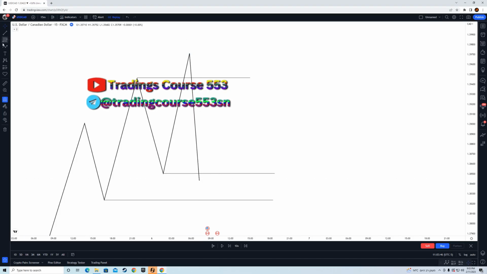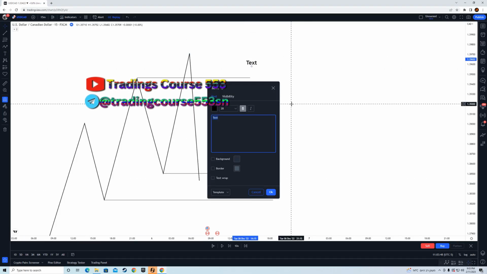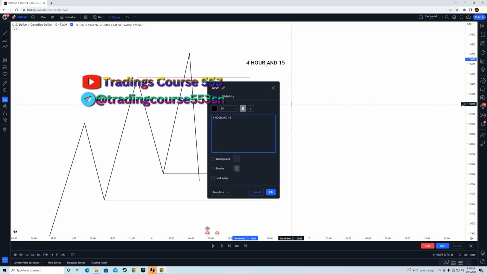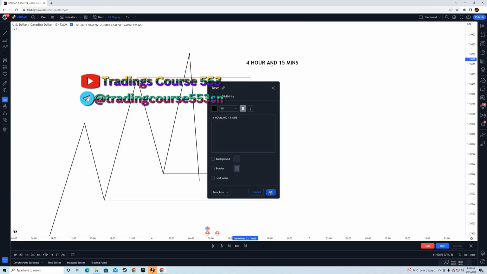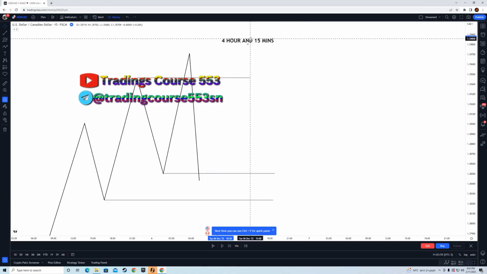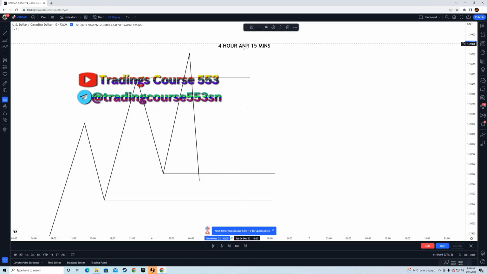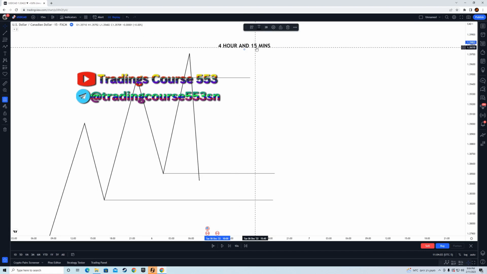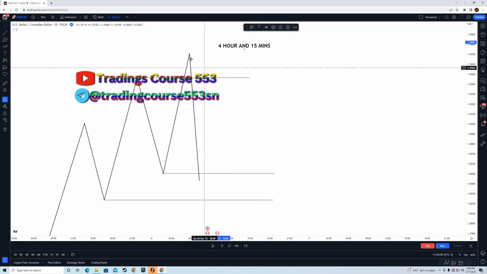So the time frames that I use for this strategy are 4 hour and 15 minutes. Okay. And guys, trust me, I'm not lying. This is the best time frame to use these strategies.